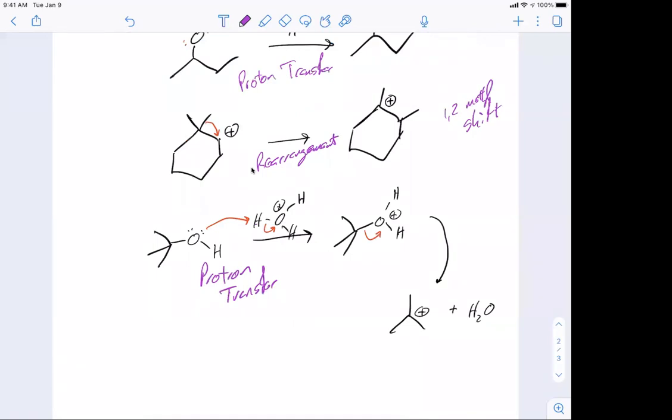Then in the second step, we have the protonated water leaving to give us the carbocation. So this is loss of the leaving group. Okay. All right, let's do one more.